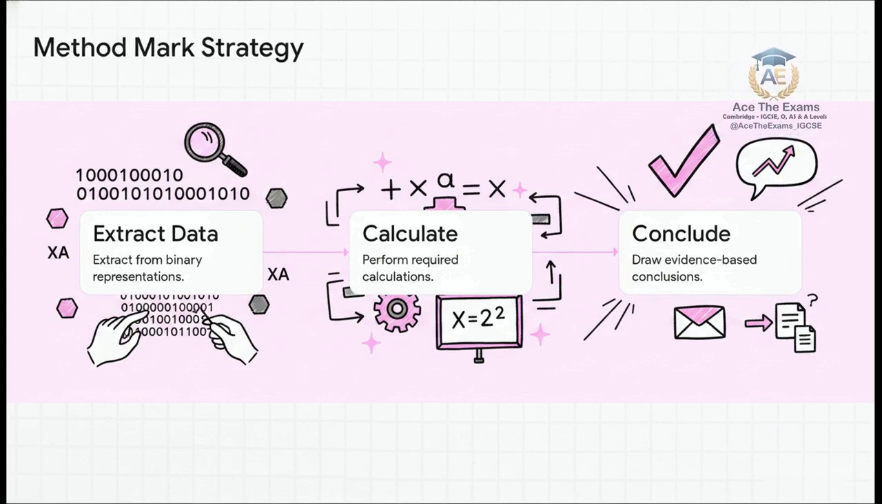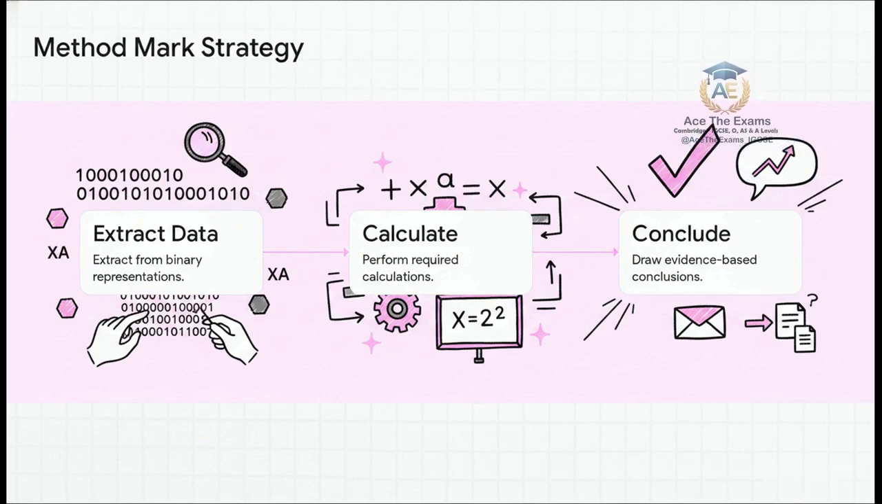Step 2. Perform calculations. Write out the full formula. Listen to me on this one. Even if you punch the wrong number into your calculator because you're stressed, if your written formula is correct, say, multiplying resolution by color depth before applying the compression ratio, you secure the method marks. The process of decompression or compression is what's actually being tested here, not just the final number.